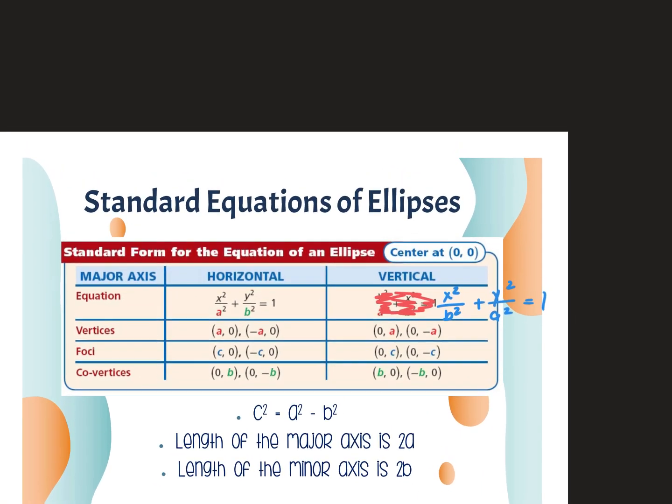But notice the distance from the center. When our center is at 0, 0, we didn't move anywhere. We'll find the center in a minute. It's very similar to a parabola. But to find your vertices, it's the A value. How far from the center are your vertices? The B value is how far your covertices are. And the C value is how far the foci are.